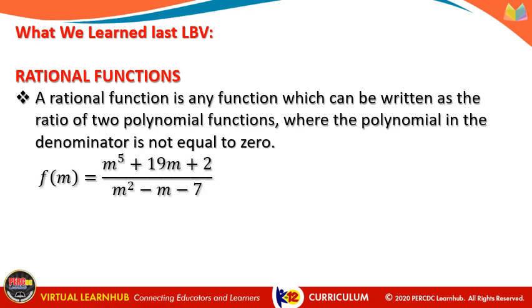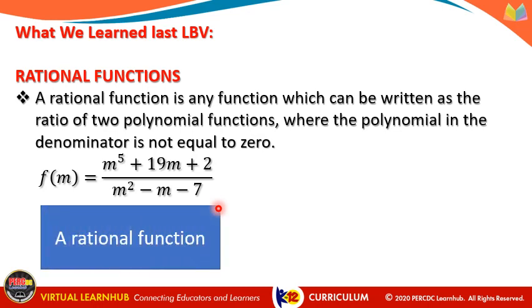Example ng rational function. You have f of m equals (m raised to 5 plus 19m plus 2) divided by (m squared minus m minus 7). If titignan natin itong function na ito, yung numerator at yung denominator ay parehas na polynomials. That is why f of m is an example of a rational function.